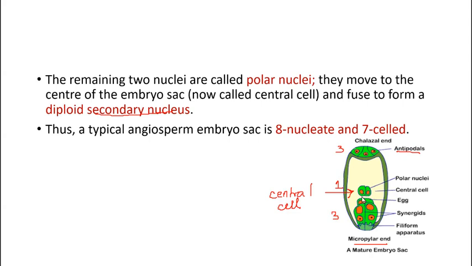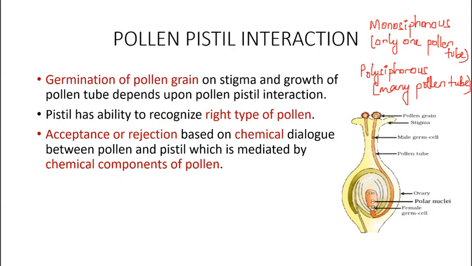So the next step that comes is pollination, which is the landing of the pollen on the stigma and subsequent germination of pollen on the stigma. Now, once the pollination happens, what we see here is the interaction of this pollen with the pistil, which is the female reproductive part. It is known as pollen pistil interaction.